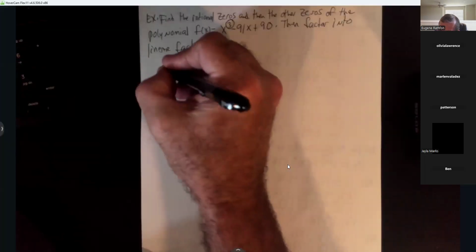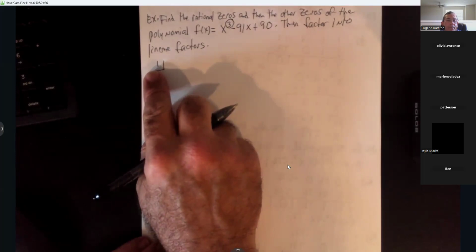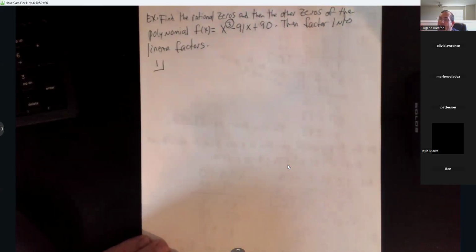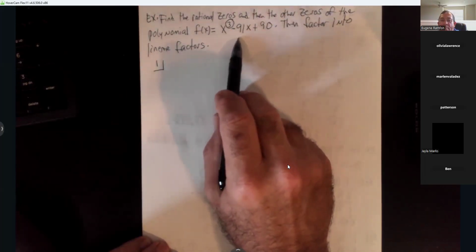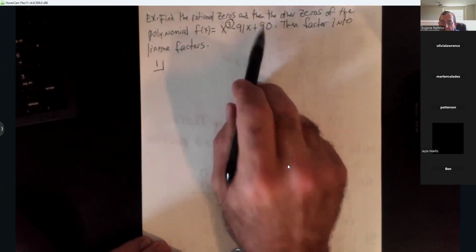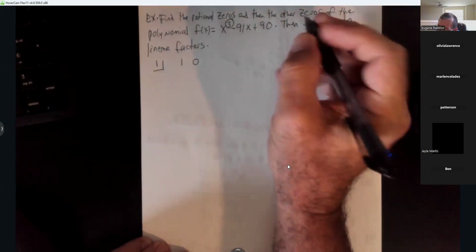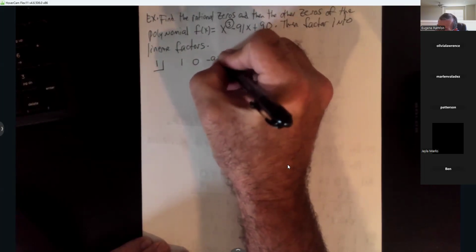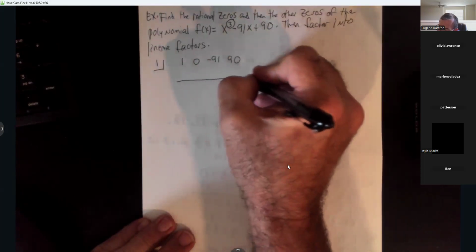So when I do my synthetic division, I'm starting out with a 1, okay? So just graph it and find at least one point where it's crossing that x-axis. All right, y'all, so let's see. Ooh, I got the x cubed term. I don't have my x squared term. I got the x and I got the constant term. So I'm going to have a 1 for the x cubed, 0 for x squared, negative 91 for the x, and then a 90 for the constant term.